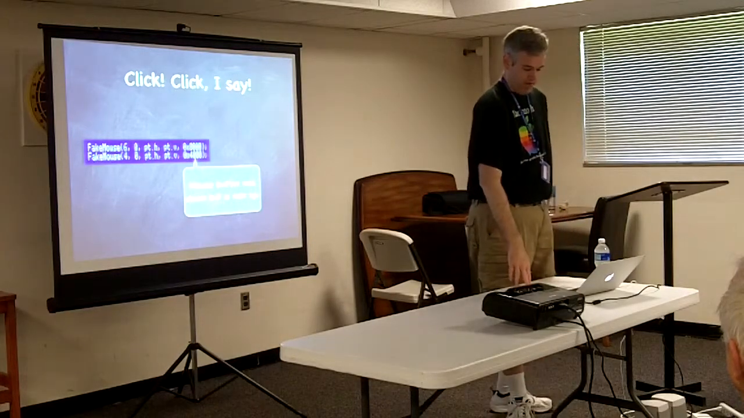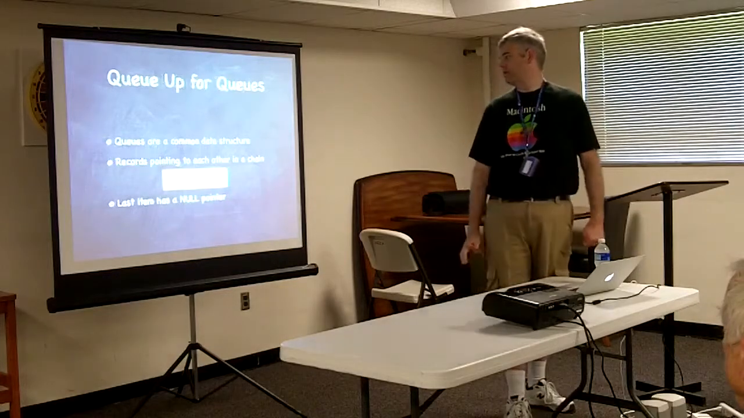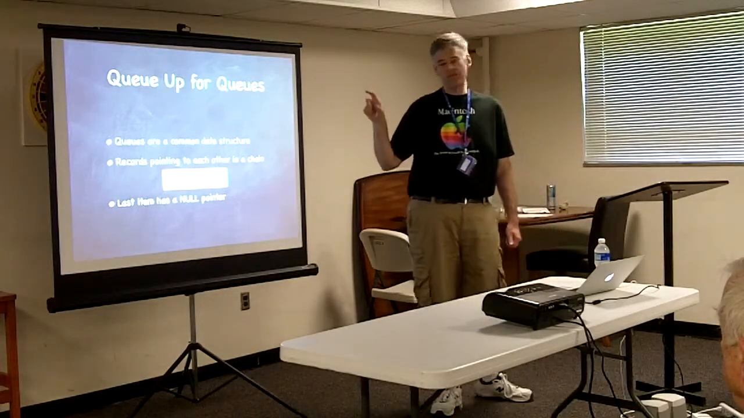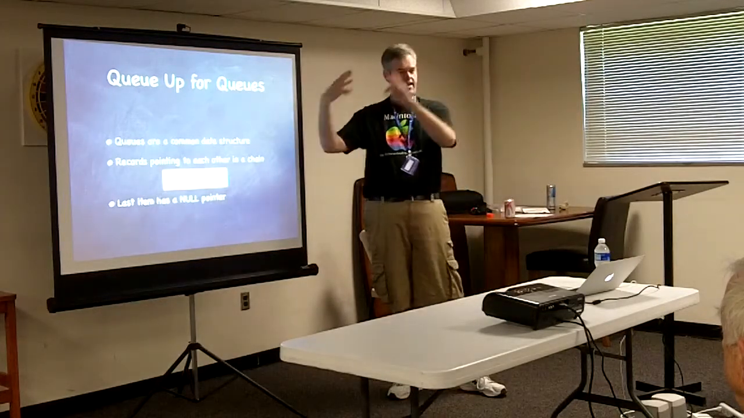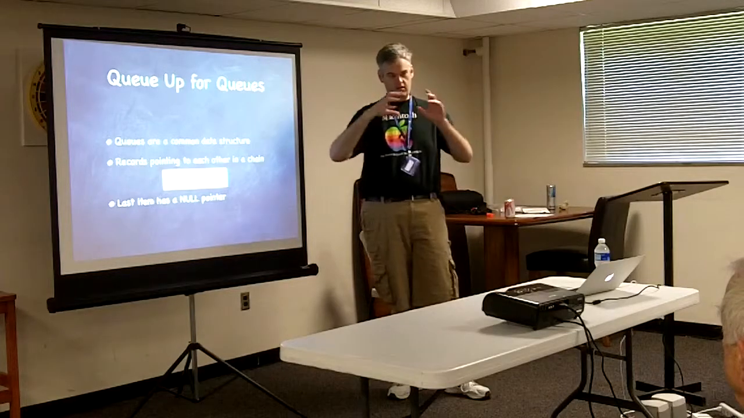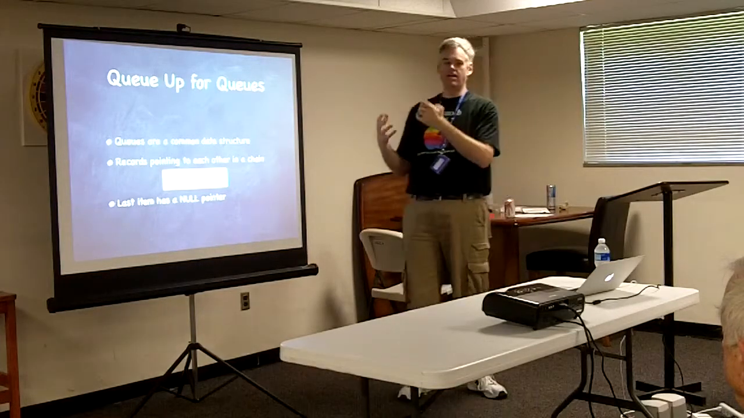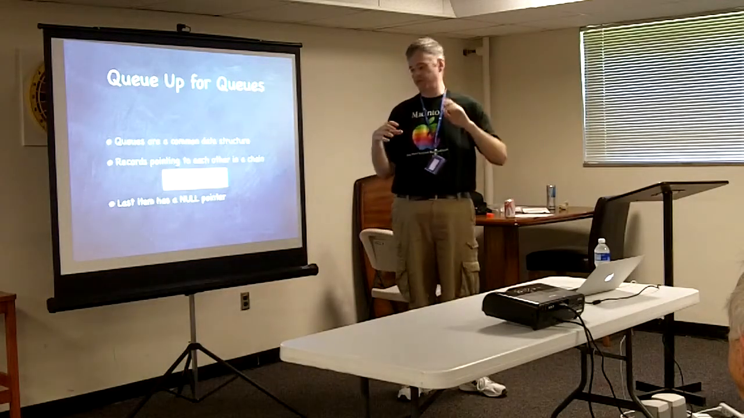So the next thing we're going to talk about is queues. Queues are a really common data structure in programming. They basically consist of records of data, and each record has a pointer to the next record in line. And then the last item, its pointer is null, saying, okay, there aren't any more. Null being programmer-speak for 0.